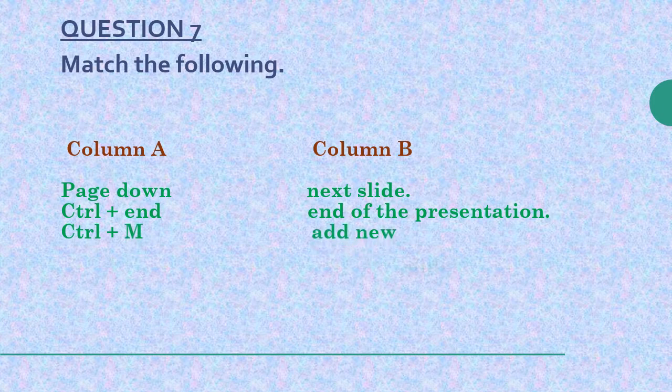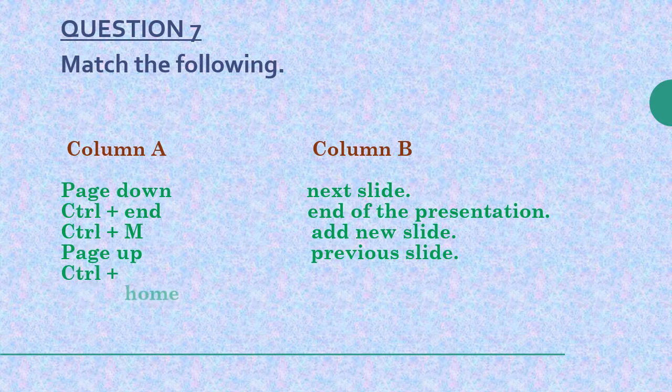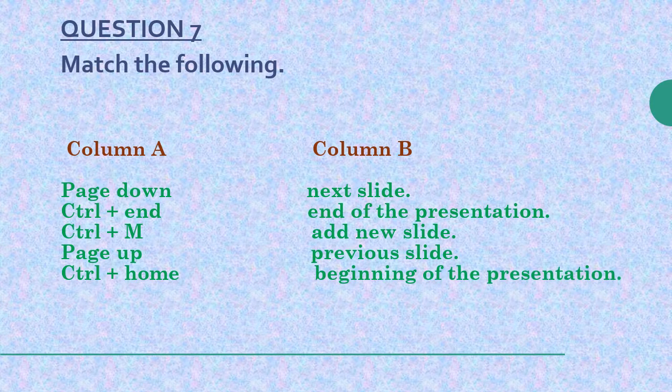Control plus M, the function is to add a new slide to our presentation. Page up, it brings us to the previous slide of the presentation. Control home, this shortcut key moves us towards the beginning of the presentation. And the last one, F5, this key starts the slideshow. This key helps us in starting the slideshow. I hope you must have understood the shortcut keys and their functions.